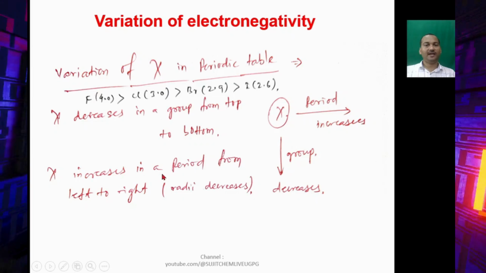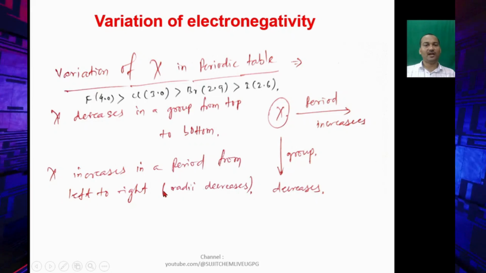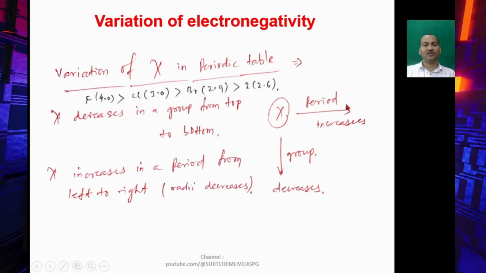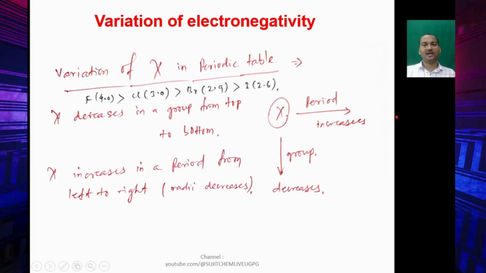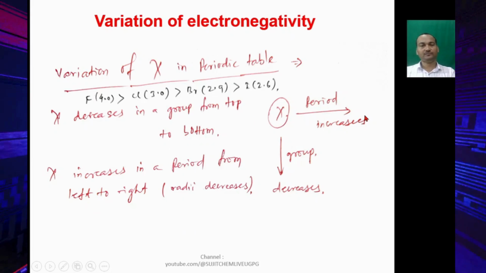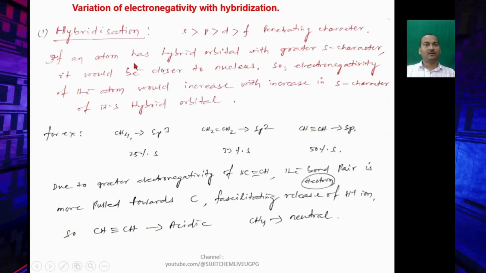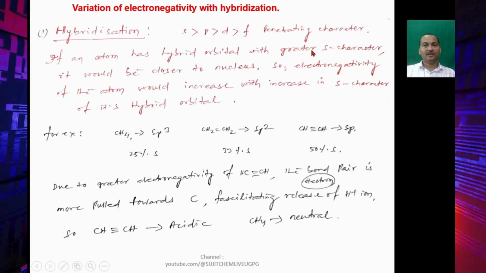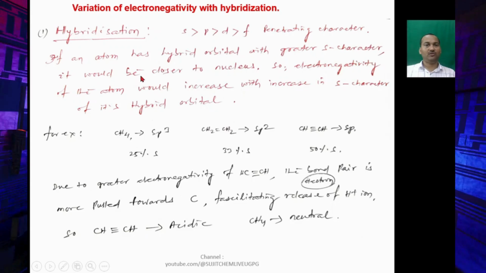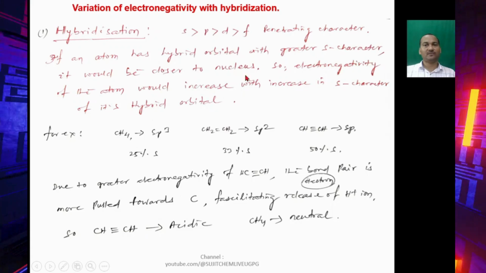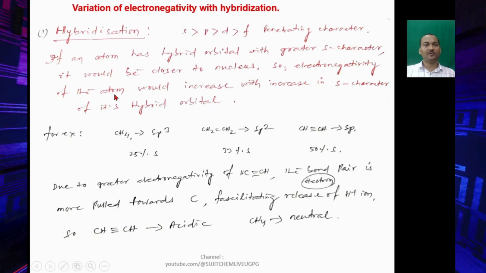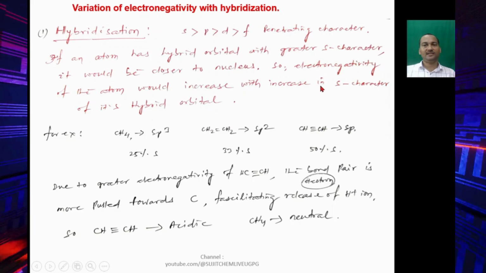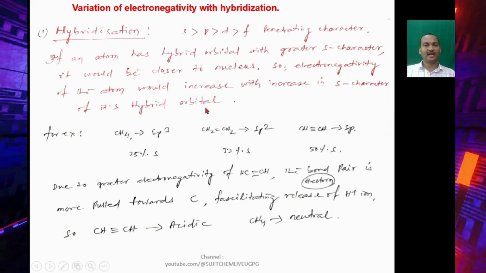And electronegativity increases in a period from left to right. So it will increase along the period from left to right. If an atom has a hybrid orbital with greater s character, it would be closer to the nucleus. So the electronegativity of the atom would increase with increase in s character of its hybrid orbital.